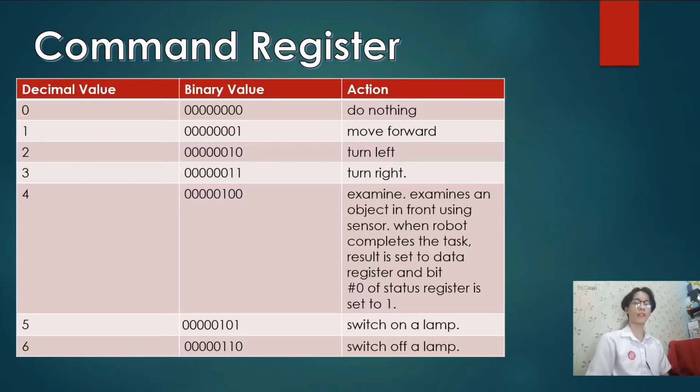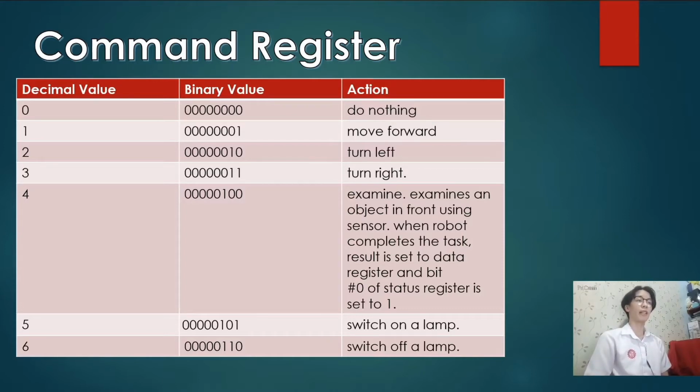The first byte, or port 9, is the command register. Setting values to this port will make the robot do something. And these are the corresponding values. Decimal value 0. The binary value of it has 8 zeros, and the action it makes is to do nothing. Decimal value 1. It has 7 zeros, and the 8th binary position has the indication of 1, which means the action of it is to move forward.